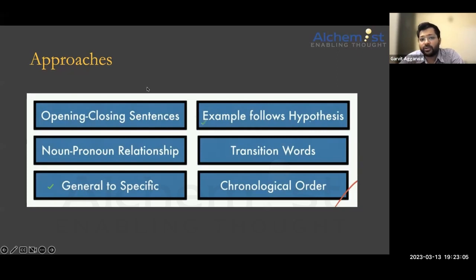Example follows hypothesis. You cannot give an example and then tell me that this is what happens. And there's also a bit of assumption in that. One example cannot lead you to a hypothesis, whereas one hypothesis can have multiple types of examples. So generally a hypothesis is like a fact, or a premise. A premise is presented first, and then an example is given to support it.